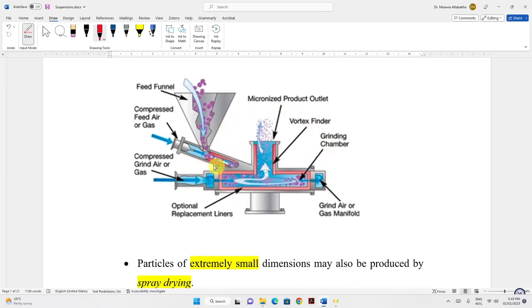Just in summary, compressed air is fed along with the particles that you want to reduce the size of. And the compressed air will cause the particles to collide with each other and to friction with each other, and this will reduce the size. You will get less than 10 micrometer.